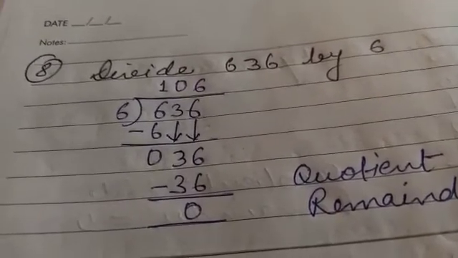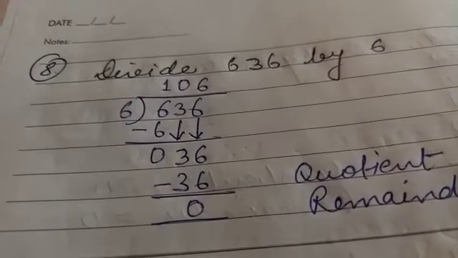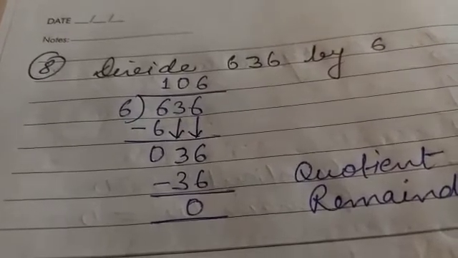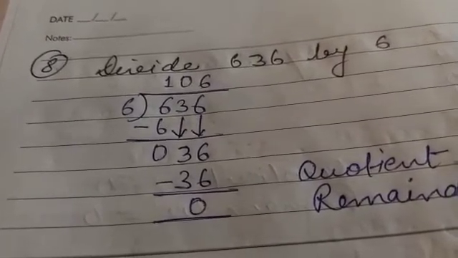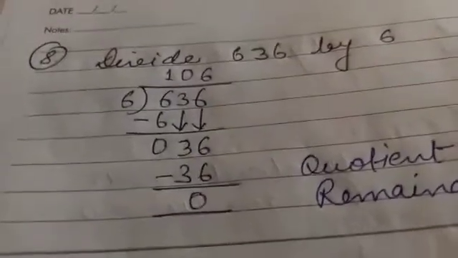Now we have to copy down only one digit, we cannot copy down 36 altogether. So first of all we need to copy down exactly one digit, which is 3. So we have copied 3. But now can you divide 3 by 6? Of course not, because there is no 3 in the table of 6. And also we can check that 3 is smaller than 6. So it is not possible to divide.